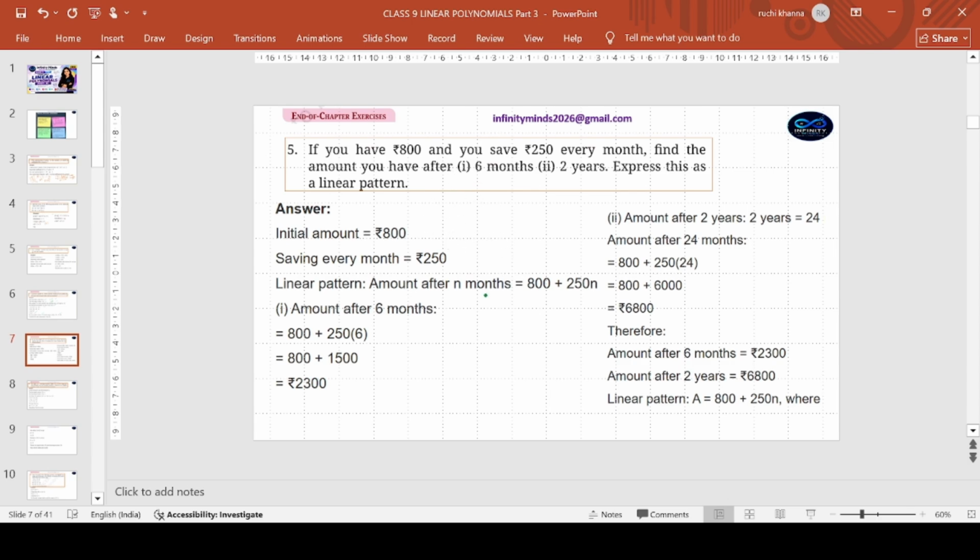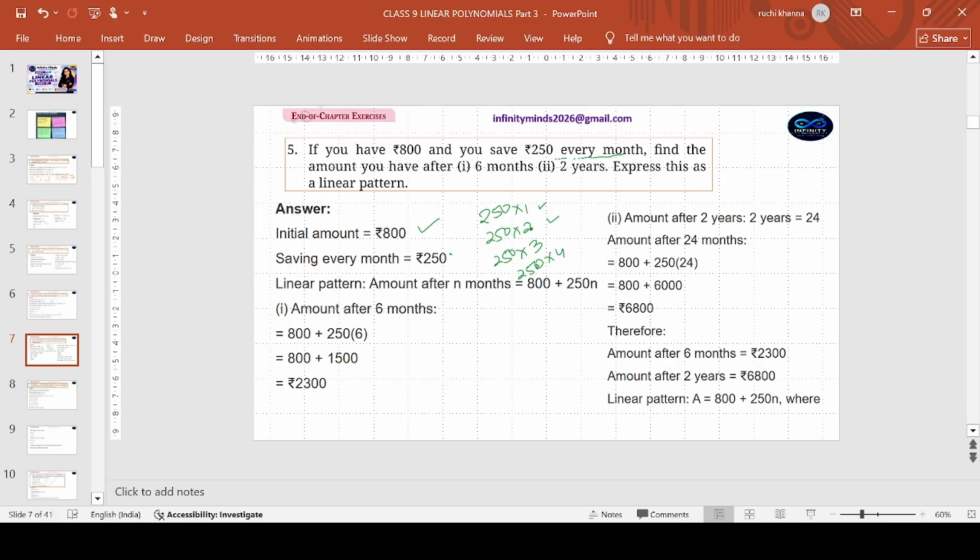If you have rupees 800, the pattern question that we were doing in the previous videos, and you save 250 every month. The first month 250, second month 250, third month 250, fourth month 250. It's a saving, you're not spending. Next month, 2 times 250 will be there in your piggy bank, whatever you call it.